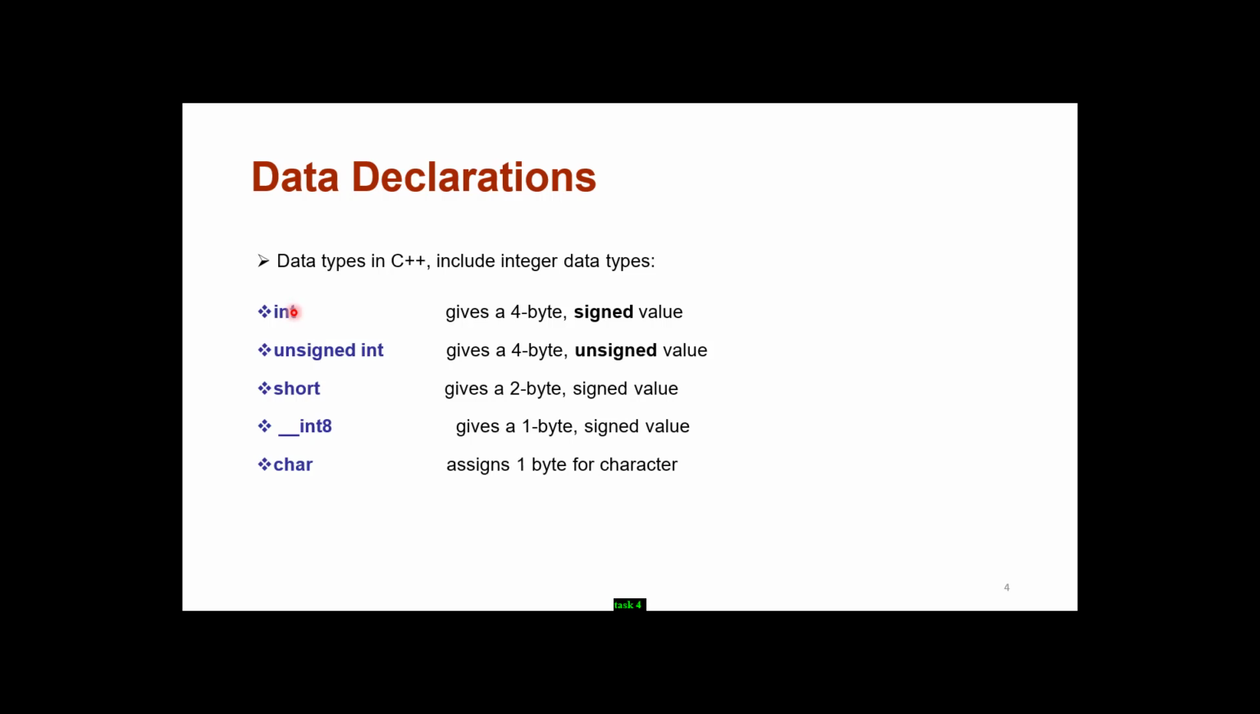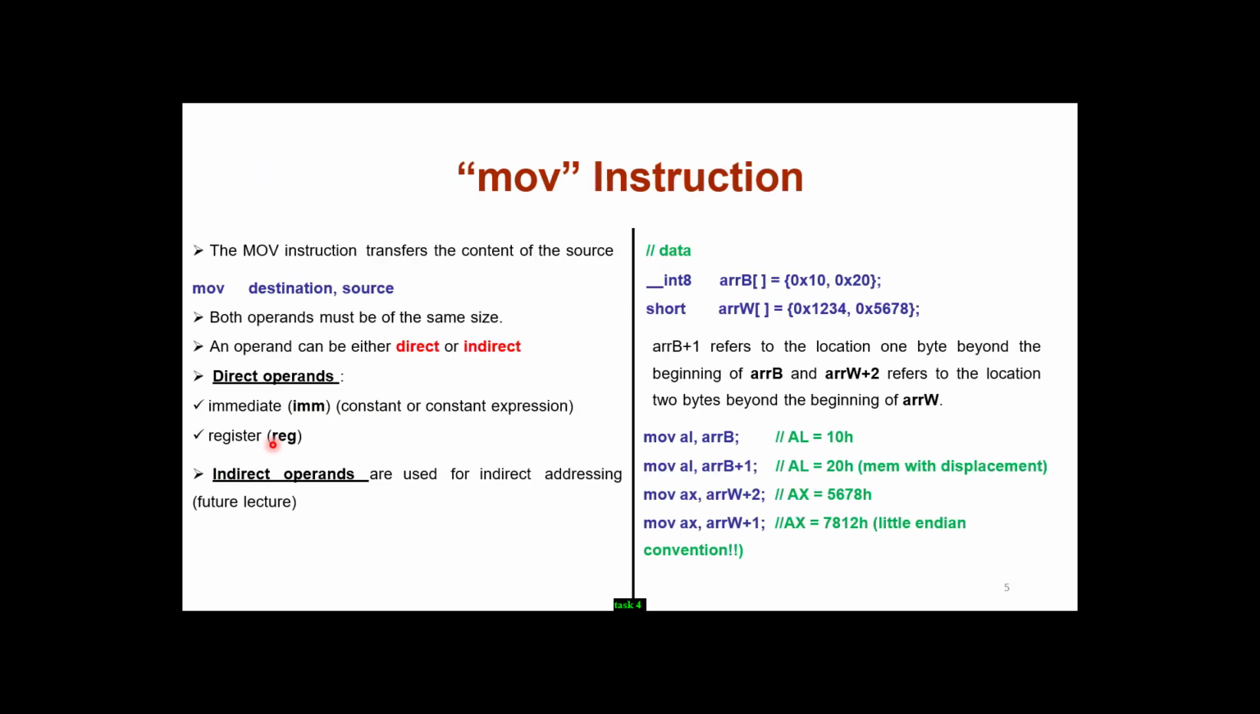Now if you are using an Intel microprocessor which is 32-bit, we are going to use integer. If we are using an 8086 which is 16 bits, we are going to use short. If we are trying to address AL, AH, BL, BH, CL, CH, DL, DH, which are 8-bit registers, then we are going to use double underscore int8.